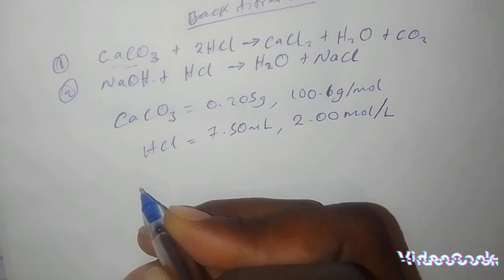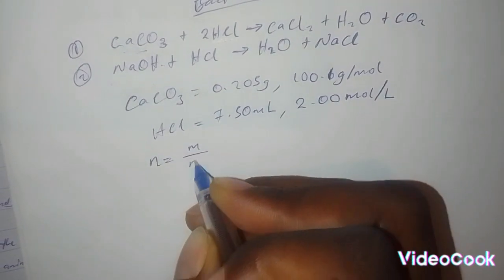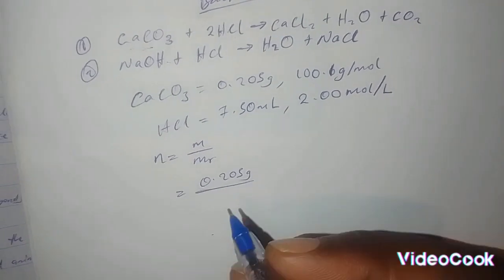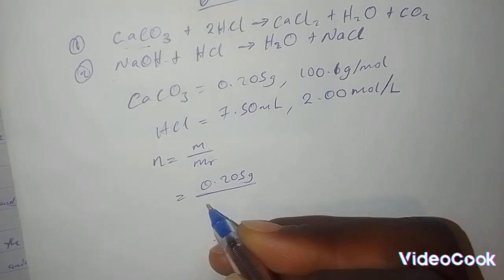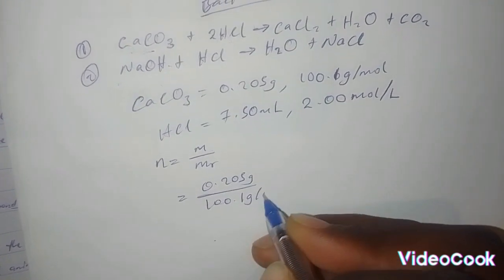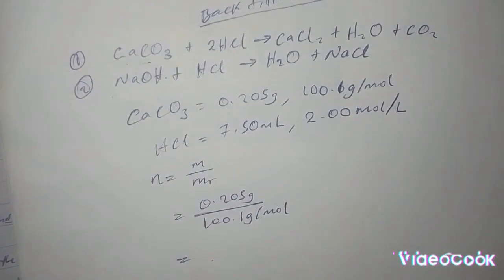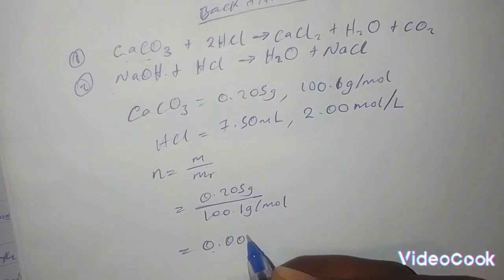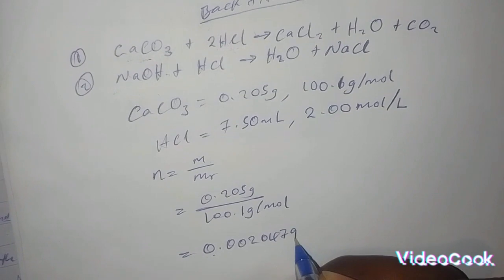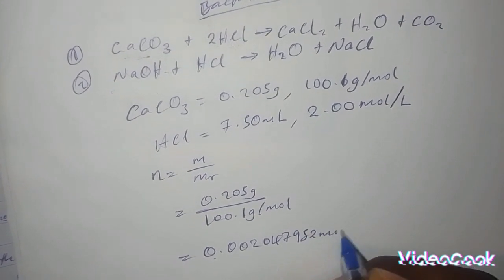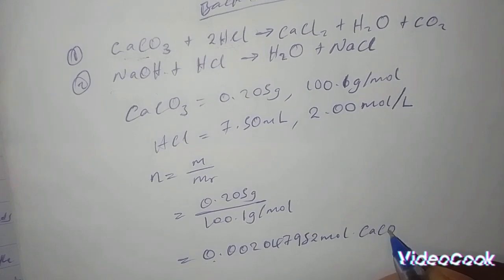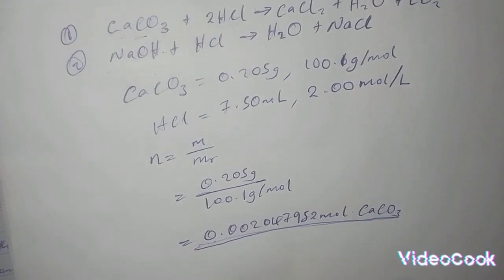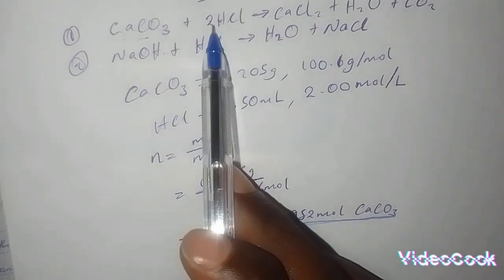So we will say, we know that number of moles is equal to mass over molar mass. Then mass is 0.205 grams, which is divided by the molar mass. So the molar mass for calcium carbonate, they are saying is 100.1 gram per mole. Then from there, when we divide these two, we're going to get 0.002047952 moles of what? Calcium carbonate. If this is the number of moles for calcium carbonate, then we will calculate the number of moles for hydrochloric acid, which is here.